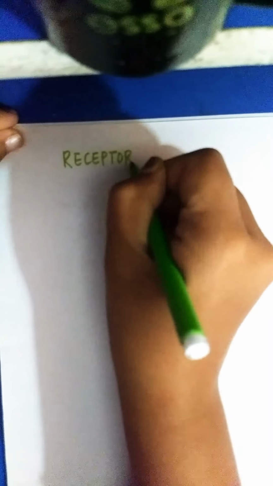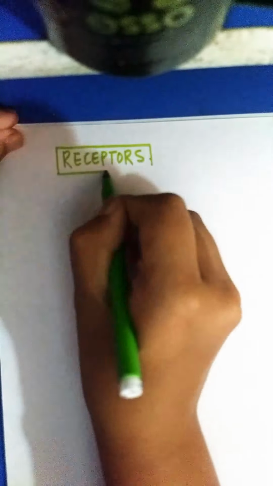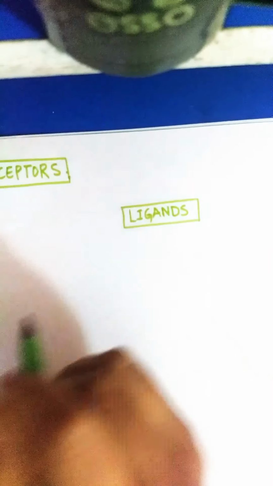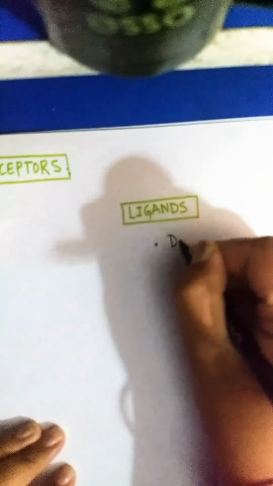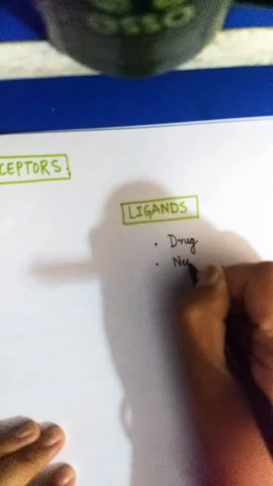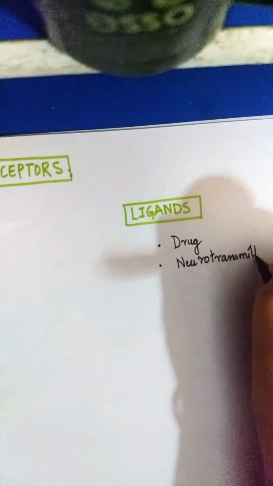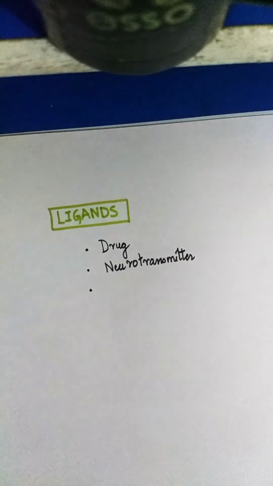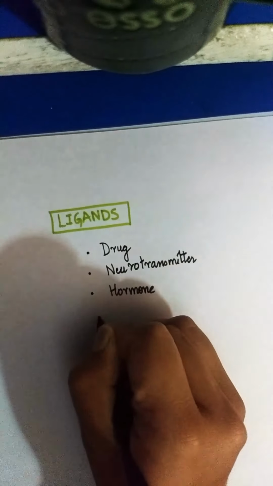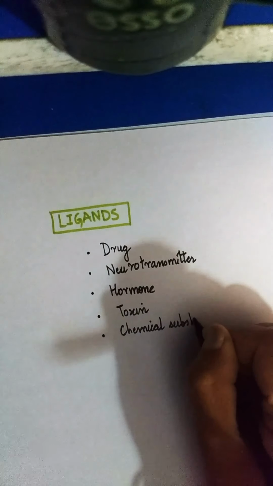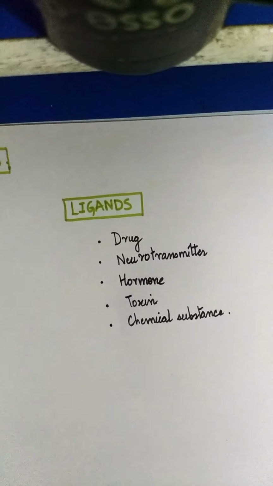Hello, today I'll be discussing receptors, ligands, and various types of receptors present on the surface and inside the nucleus. Before jumping into the topic of receptors, I would like to discuss what ligands are. Ligands can be any drug, neurotransmitter, hormone, toxin, or chemical substance which binds to the receptors and a response is elicited somehow, that we'll discuss in further videos.